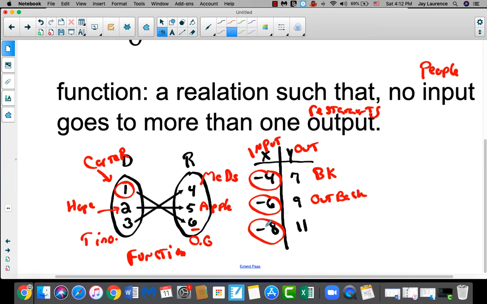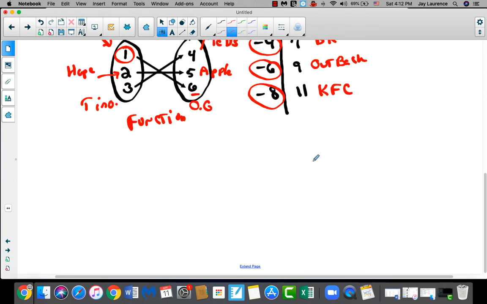Okay. And then, oh no, that's Elizabeth going to the Outback. Sorry. And this is Ellis down here, and Ellis is going to, let's say, KFC. You see, they can't be going to the same restaurant because they're different numbers. So this is also a function.